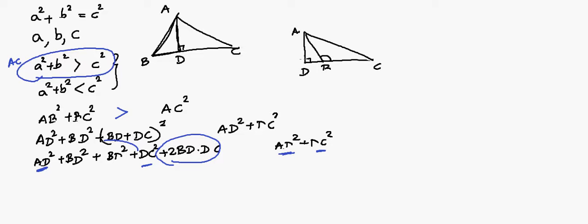So if we try to compare AB square plus BC square with AC square, we know that the side opposite to the obtuse angle will be the greatest side. So the greatest side is AC. So we are again adding the sum of squares of the two smaller sides and comparing it with the third side.